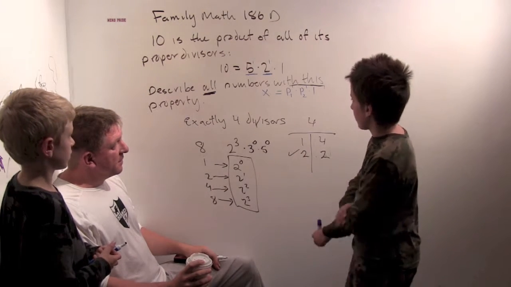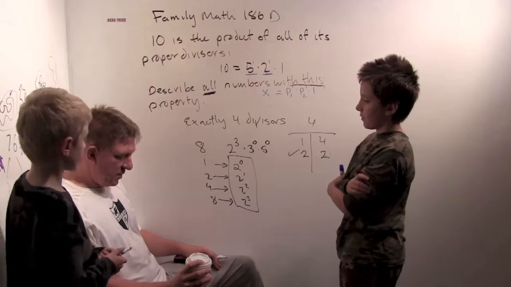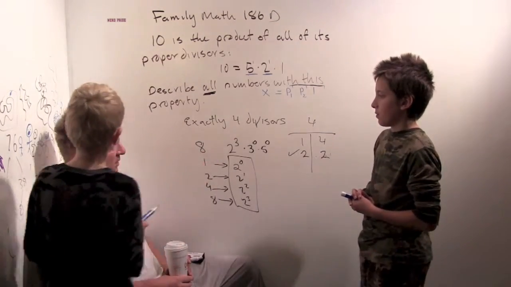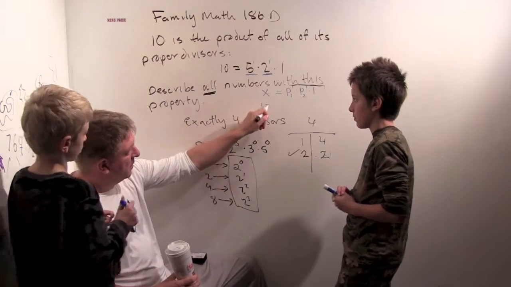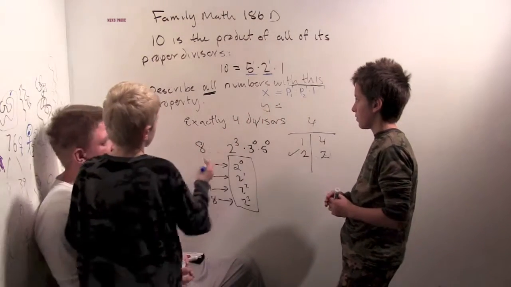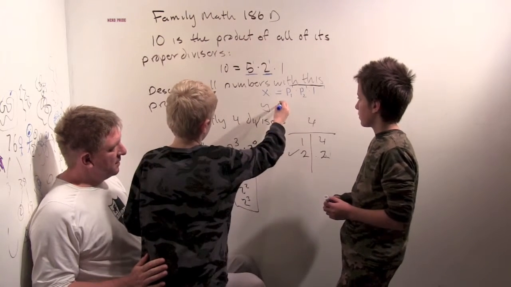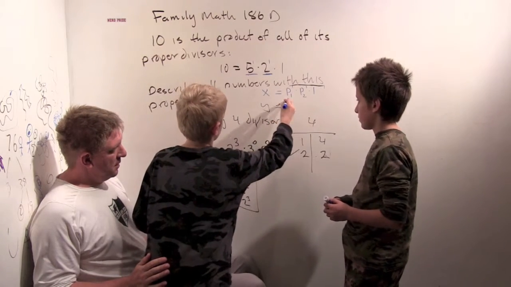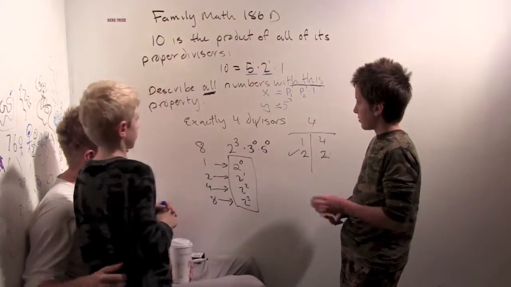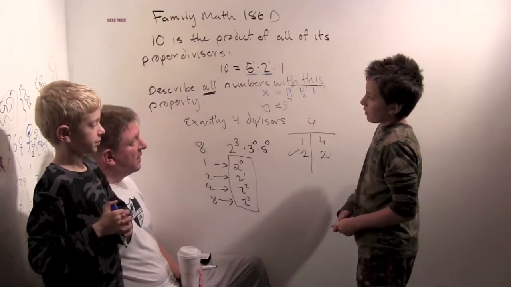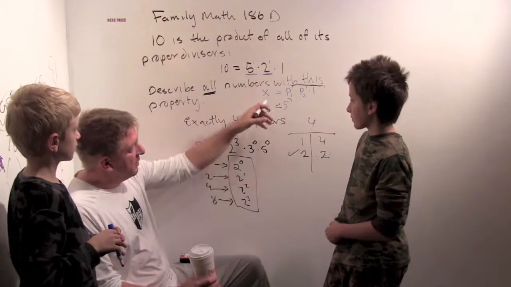That's some of them. What's the other set? We can also have primes cubed. All right, why don't you write that down? So y equals, like maybe 5. Well, abstractly, it would be p cubed, some prime cubed.